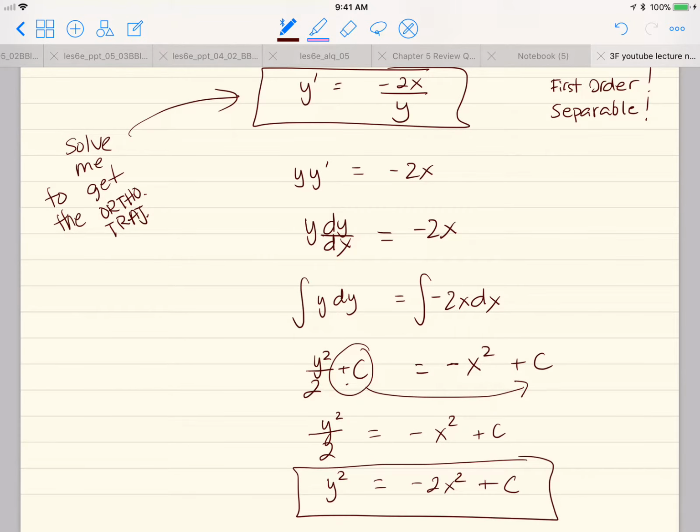Sorry, this is not my differential equation. These are my integral curves. So these are my orthogonal trajectories. So these curves are orthogonal to the parabolas.